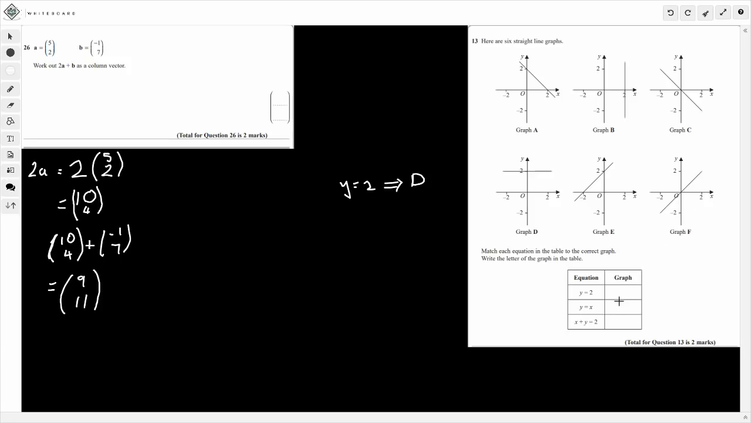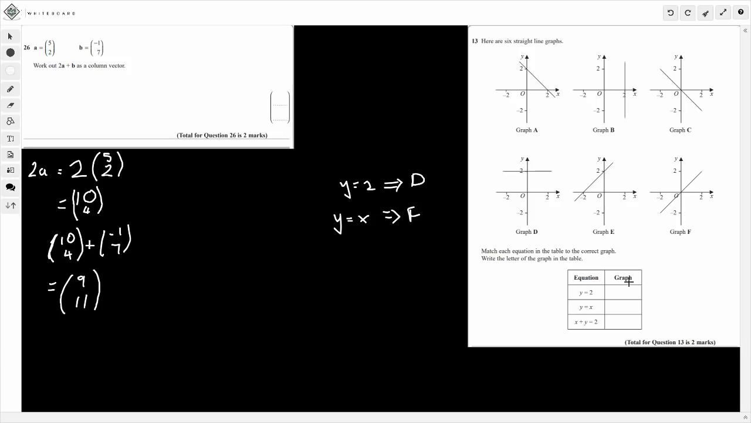When x is for example 2, y must be 2. So this looks pretty good. And when x is minus 2, y is also minus 2. Perfect. It can't be this one because when x is 2, y is minus 2. So that's not correct. And when x is minus 2, y is 2. So this is not y equals x. So be careful for that. So y equals x is the graph F.